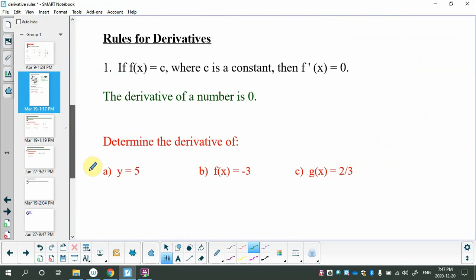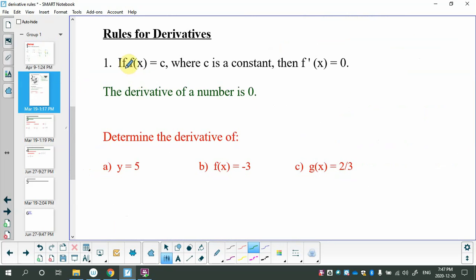So here is the first rule. If f at x, meaning y equals, if f at x is equal to c, where c is a constant, then the derivative, so here's your symbol for derivative with the x there, is equal to 0. So that means if you are taking the derivative of a number, the derivative is 0.